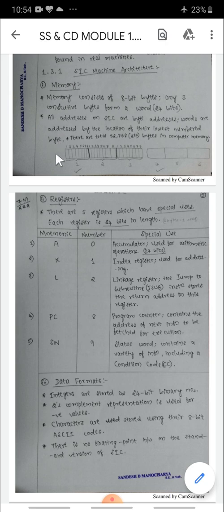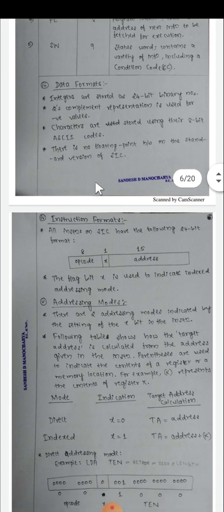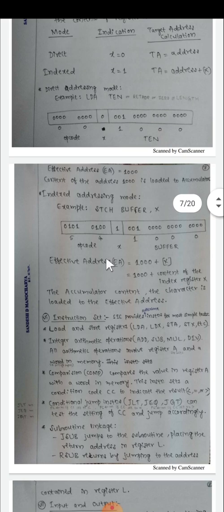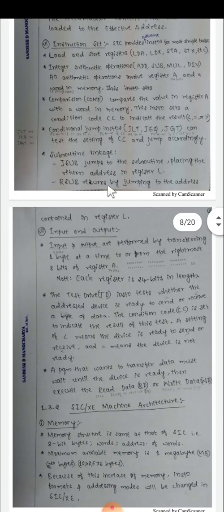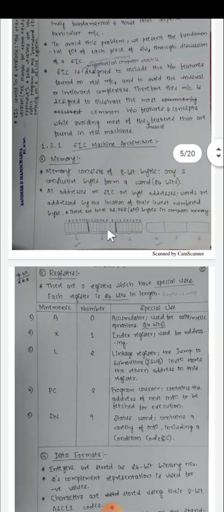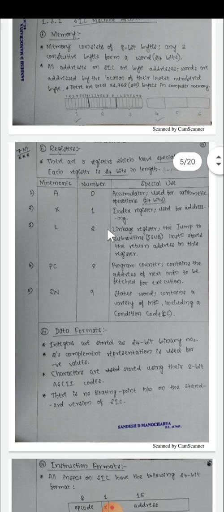First one is memory, second one is registers, third is data formats, fourth is instruction formats, fifth is addressing modes, sixth is instruction set, seventh is input and output operations. So these seven concepts we have to discuss in SIC XE machine also. First we will study these seven concepts in SIC. In that, first one is memory.